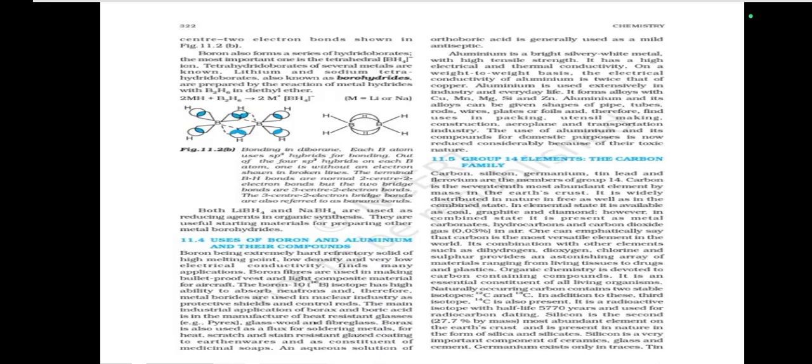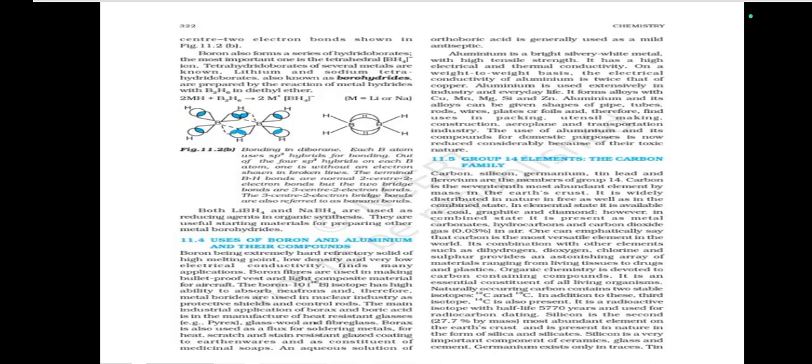also known as borohydrides, are prepared by the reaction of metal hydrides with B2H6 in diethyl ether: 2 MH plus B2H6 gives 2 M positive BH4 negative. Bonding in diborane is as in 11.2b, and both LiBH4 and NaBH4 are used as reducing agents in organic synthesis. They are useful starting materials for preparing other metal borohydrides.